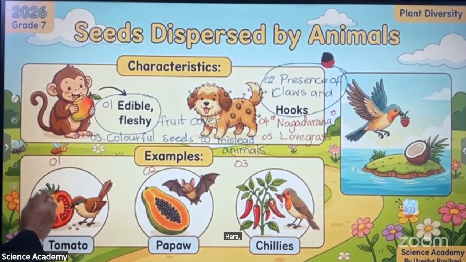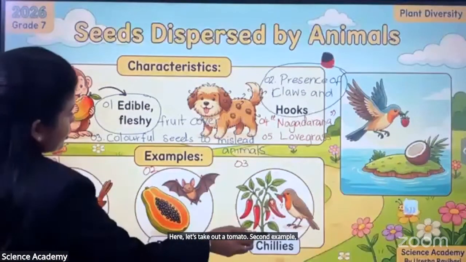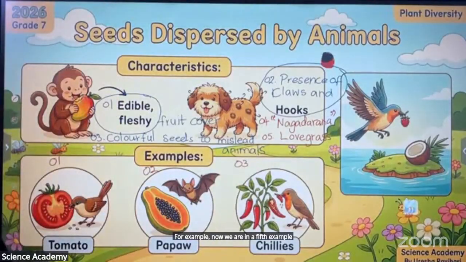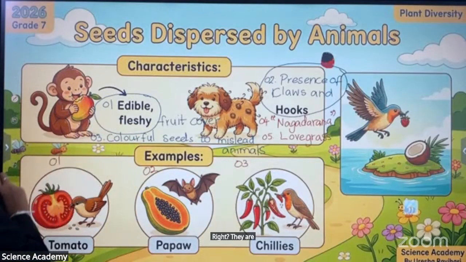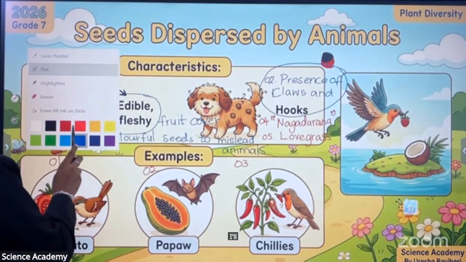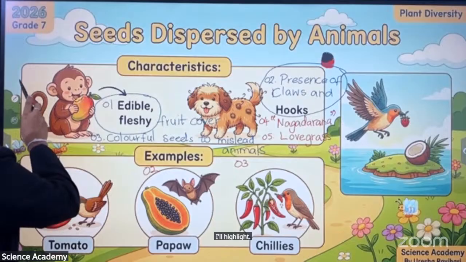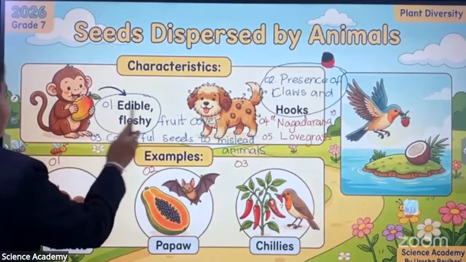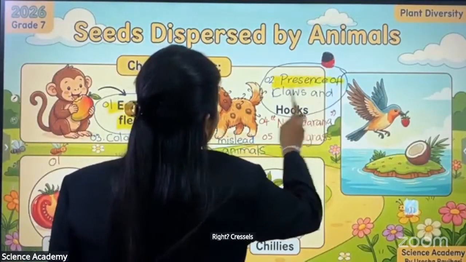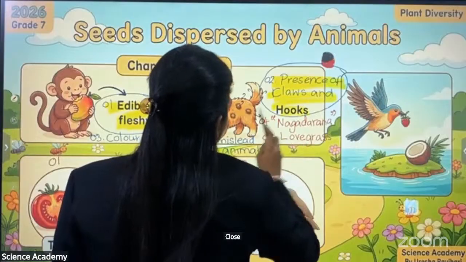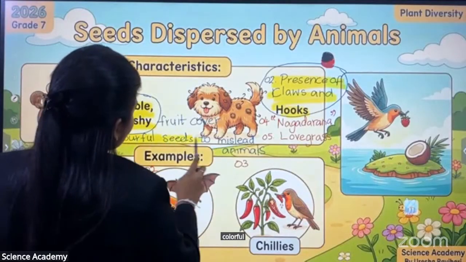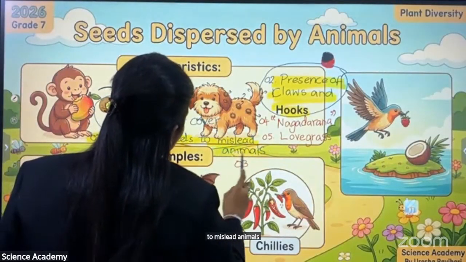Here, first example, tomato. Second example, pepper. Third example, chilies. Fourth example, Nagadharana. Fifth example, love grass. Right? Thereafter, this is the first adaptation, edible and fleshy. Here, I'll highlight. Presence of claws and hooks, this is the second adaptation. This is the third adaptation, colorful seeds to mislead animals.